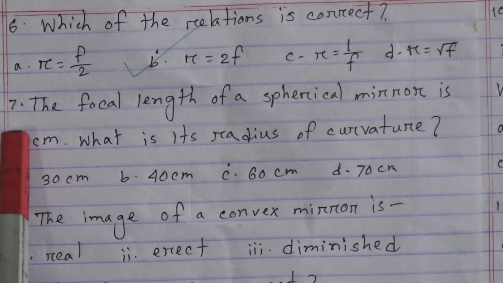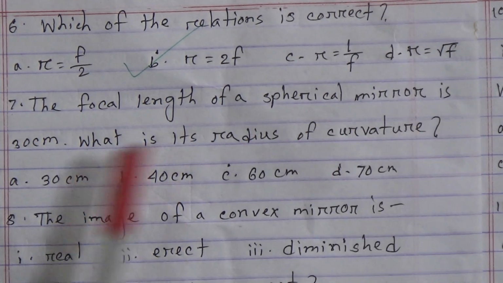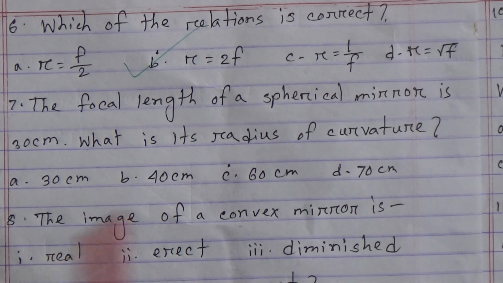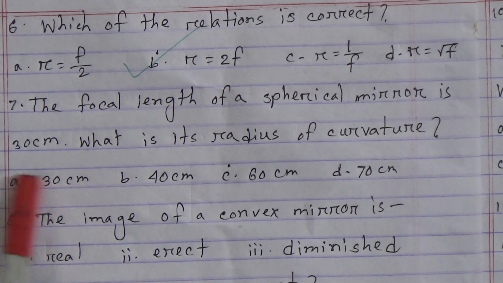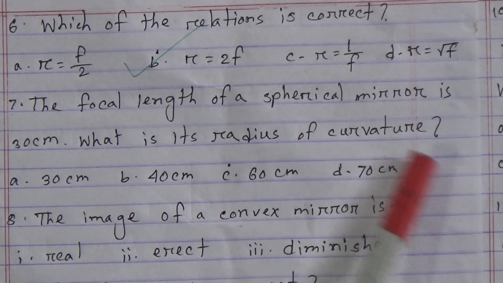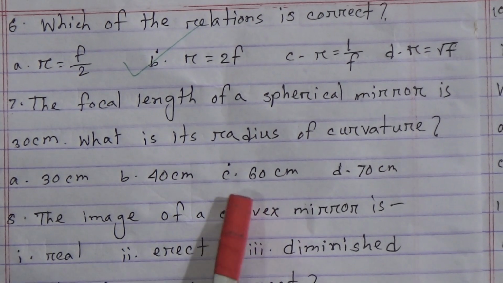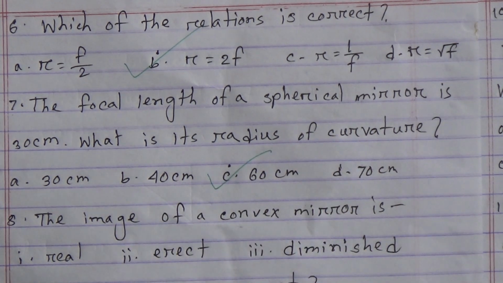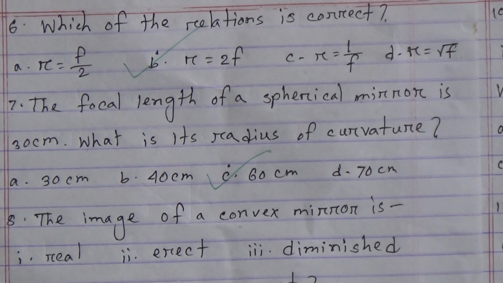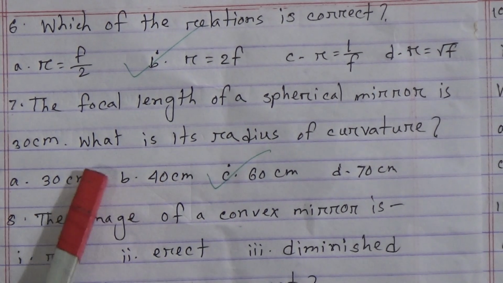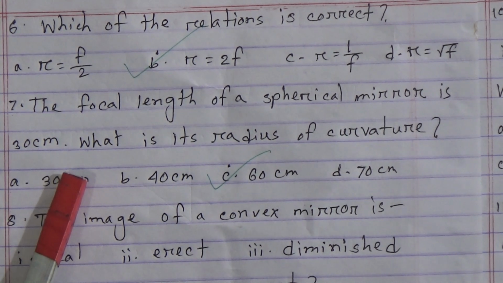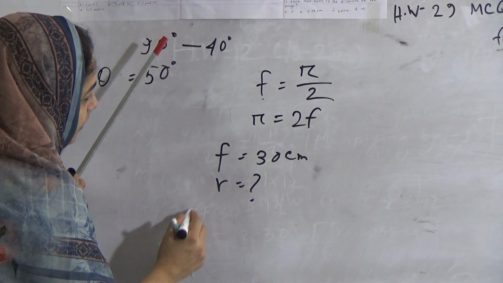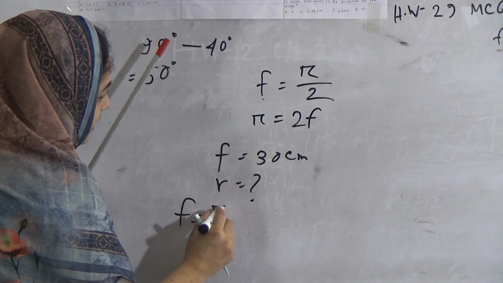Now number 7, the focal length of a spherical mirror is 30 cm. What is the radius of curvature? The focal length of a spherical mirror is 30 cm. What is the radius of curvature? My dear students, it will be option C, because the focal length given is 30, that means f is 30 centimeter. So what is r? Now we know f equals r divided by 2.